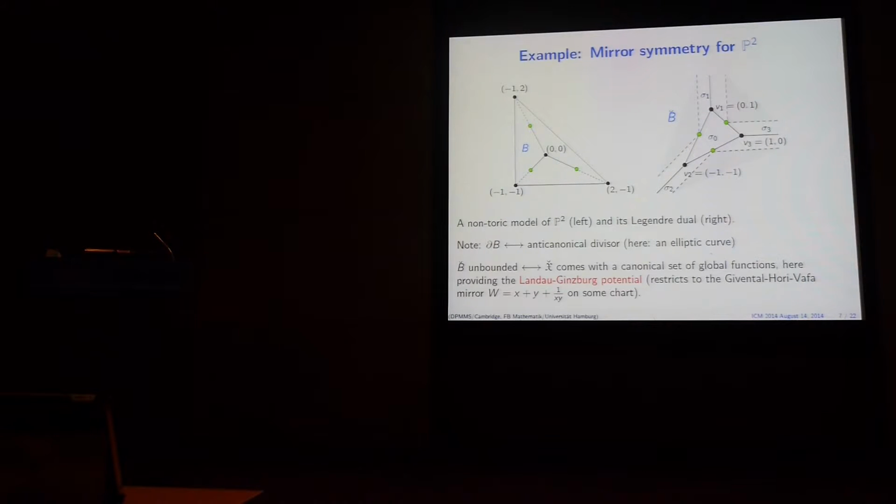Okay. And the unbounded thing, so much as cases with boundary come with an anti-canonical divisor, the unbounded cases come with a canonical set of global functions that we'll get to, and which here provides a Landau-Ginzburg potential. So mirror symmetry: cases with boundary are mirror dual to affine, or unbounded, stuff with a Landau-Ginzburg potential, holomorphic functions. And in a certain chart on sigma 0, that indeed gives the known Hori-Vafa mirror W equals x plus y plus 1 over xy squared.